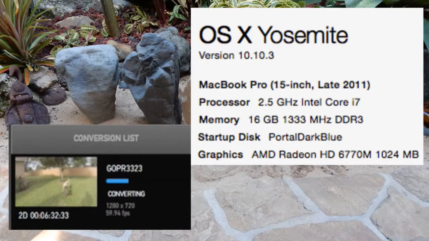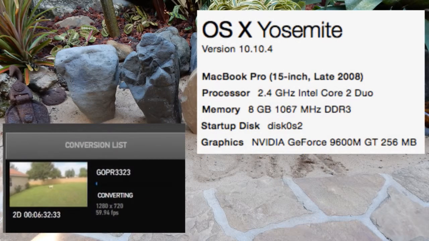These are impressive. Now we'll go to the next one, which is a late 2008 MacBook Pro. It's got a 2.4 gigahertz dual core, or Core 2 Duo, 8 gigs of RAM, and a little NVIDIA GeForce graphics card. And the thing that you want to consider is this is a 2008 computer. It's old, but by computer specs, it still holds up.